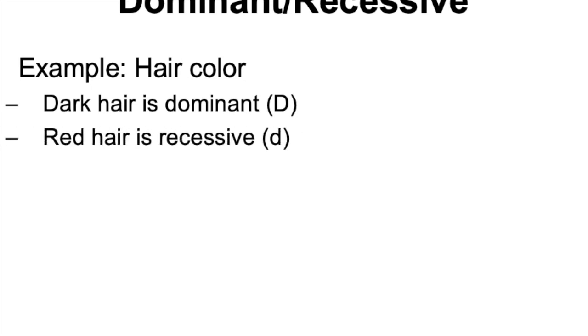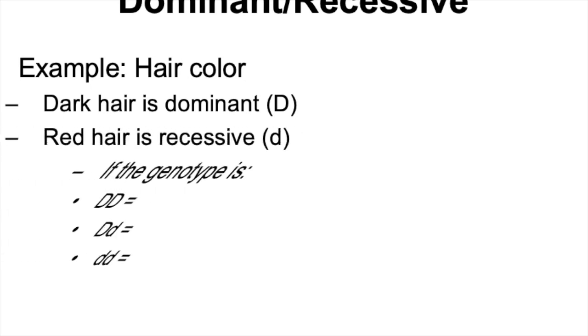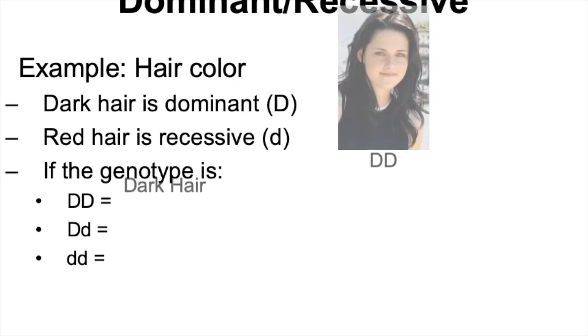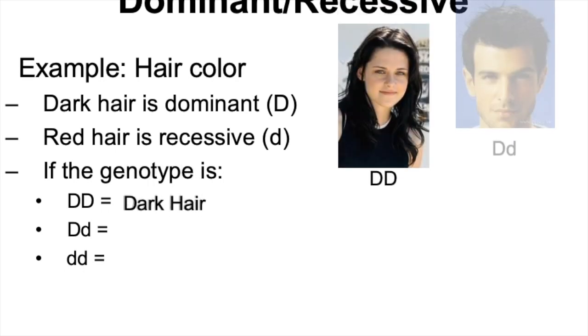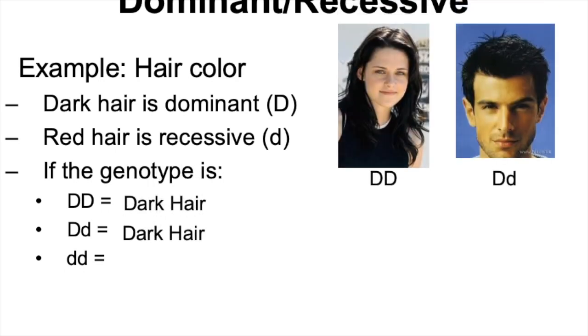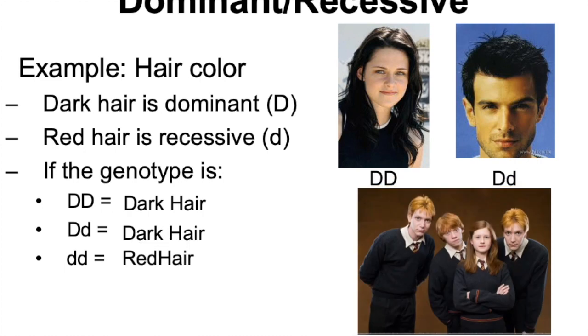So let's do another example, this time a little bit faster. Hair color. If dark hair is dominant and red hair is recessive, then homozygous dominant would give you dark hair. Heterozygous would give you dark hair because dominant wins, and homozygous recessive would give you red hair because it's recessive.